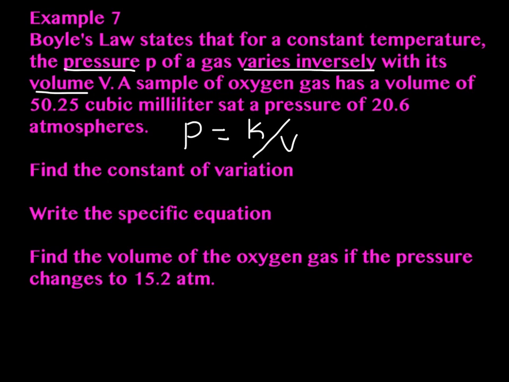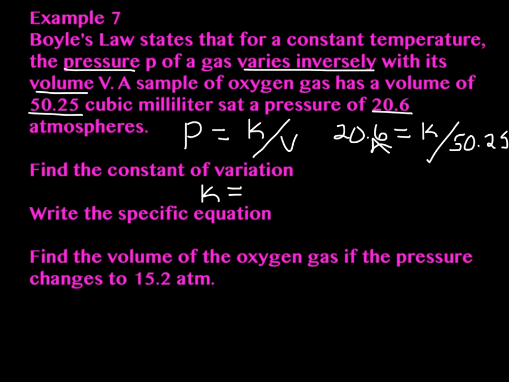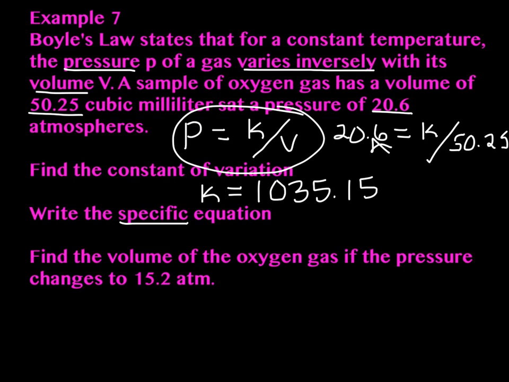Well, I know that at a pressure of 20.6, I have a volume of 50.25. Make sure you put the numbers in the right place. Make sure you put the volume where the volume goes and the pressure where the pressure goes. So when I multiply, I get k equals 1035.15. So when it says write the specific equation, this was the general equation, now we're going to write P equals 1035.15 divided by the volume.